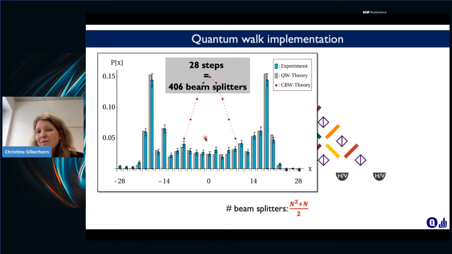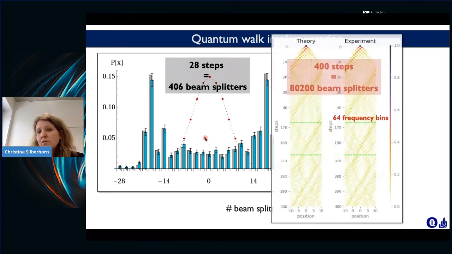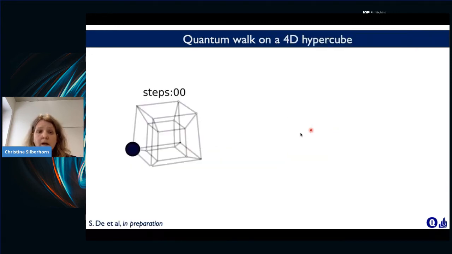Now, if you want to go to an even more complex system, we can directly use the measurement approach, and this is new data. Basically, in this way, you're not restricted. You can dial up every step you want. For example, here we had 400 steps, which would correspond to 80,200 beam splitters. I think it's very hard to do that in any optical experiment if you want to directly do it in a quantum walk experiment. We have 46 bins, and we really believe that this quantum pulse gate can be a powerful tool to operate on that.